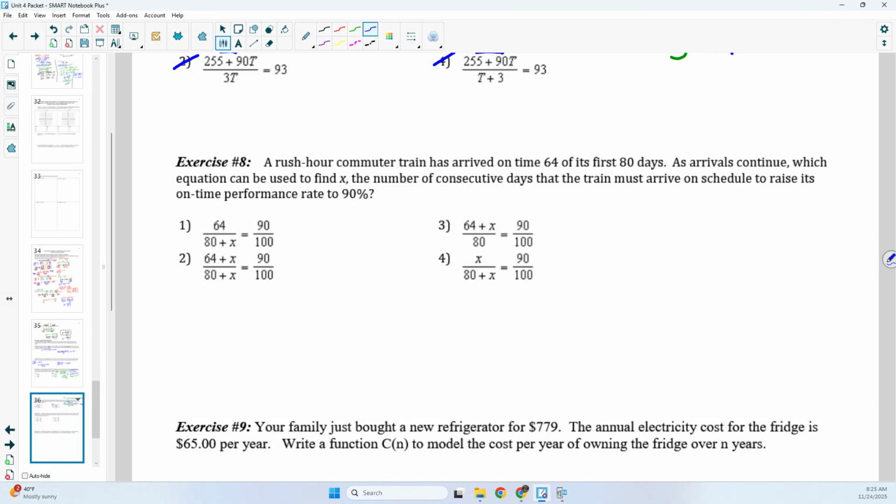So this is similar to the batting average one, right? It's not the same context, right? But it's the same type of structure. So we have 64 out of 80, right? We want to know how many more consecutive days to raise it up to 90% performance rate. I could take this in, find out the current performance rate just from these two numbers, but not really necessary. So looking at the choices, they have 90 over 100, not really a problem, but this would be the answer.